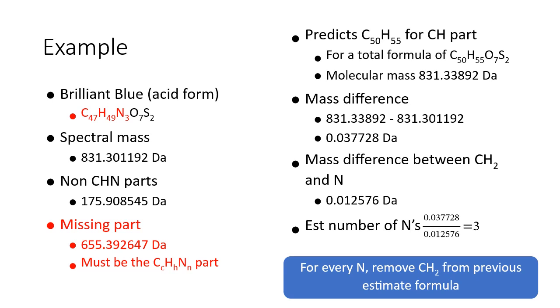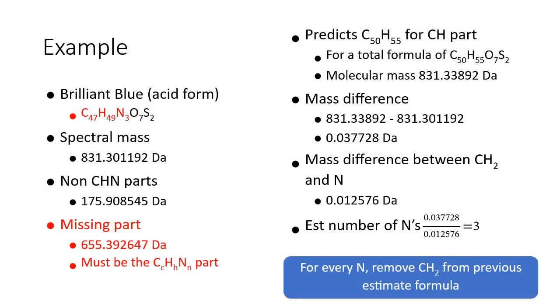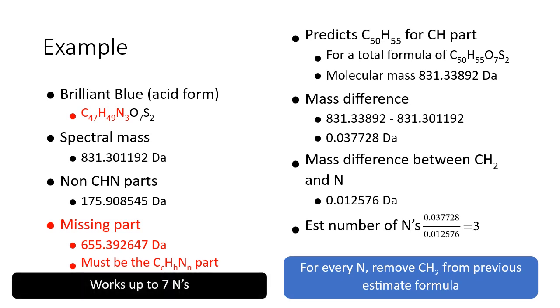So we have to remove 3 carbons from this molecule, which drops us from C50 to C47. And if we have to remove 2 hydrogens for every nitrogen, that means we need to lose 6 hydrogens, which would drop us from 55 down to 49. And as you can see, that ends up producing the correct formula for brilliant blue. And this second one of Dromey and Foyster's tricks works for molecules up to 7 nitrogens.